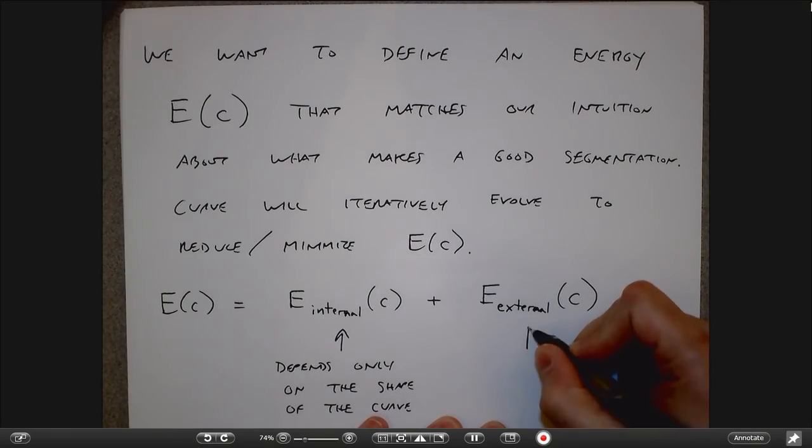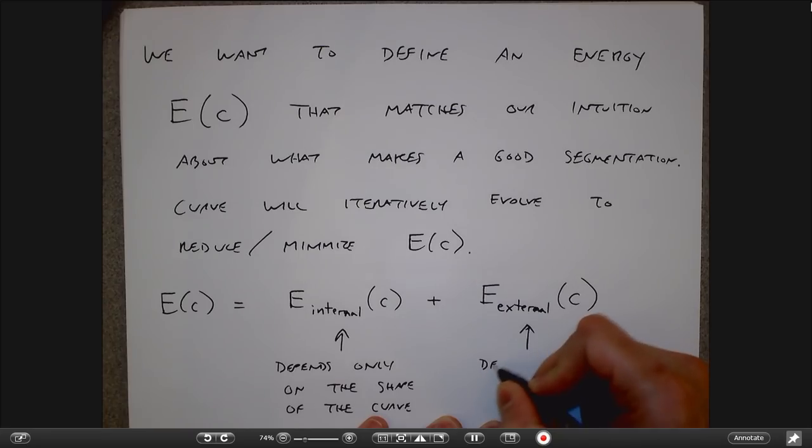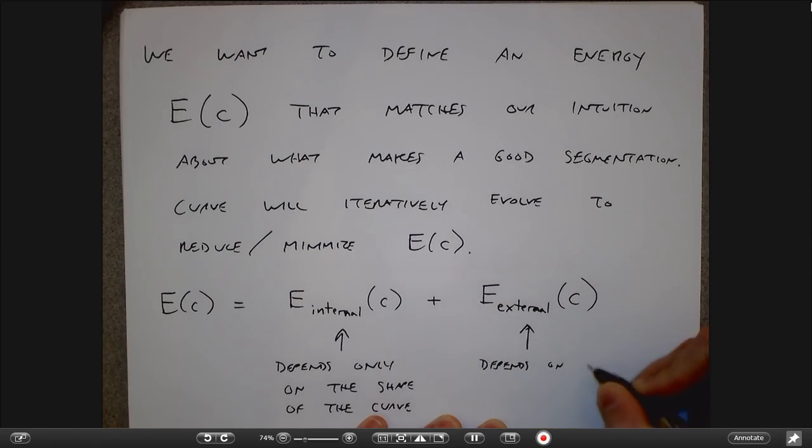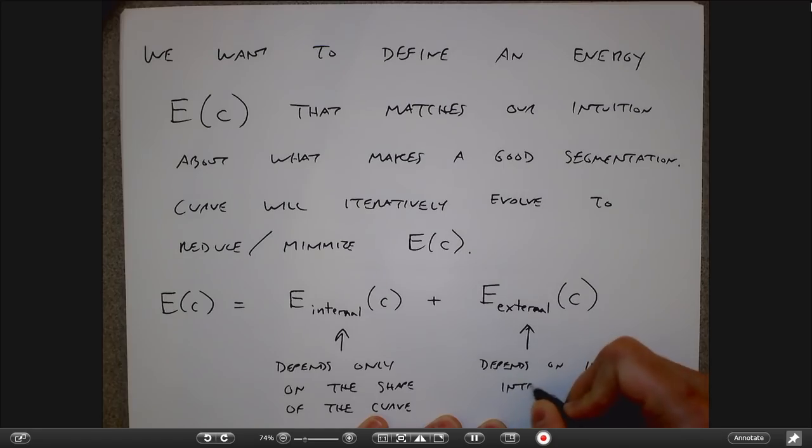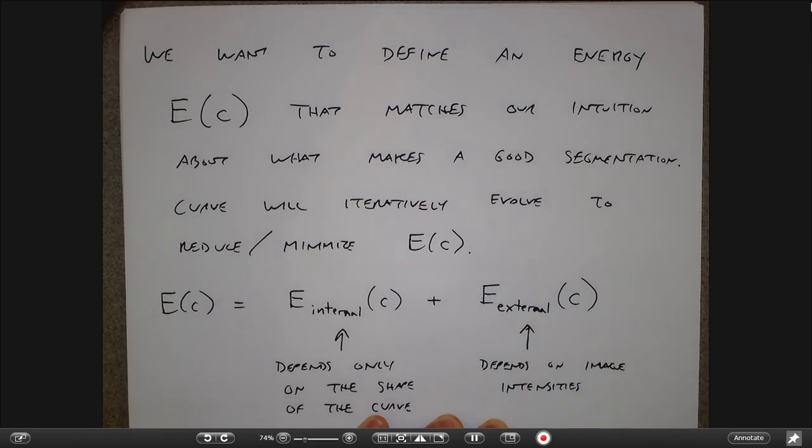And then I balance that out with a function that depends on the image intensities, for example, the edges in the image. So here I'm trading off how good the curve is on its own and how well it fits with the image edges. As you can imagine, there's a parameter that I can use to say which one I think is more important. Okay, so now I'm going to talk about what makes a good curve from each of these perspectives. Let's talk about the internal one first, the one that just depends on the shape.